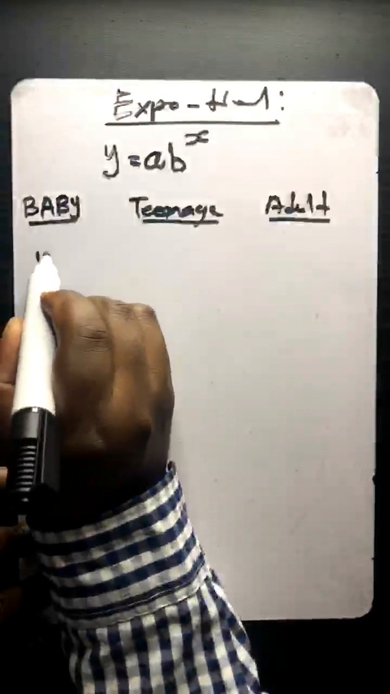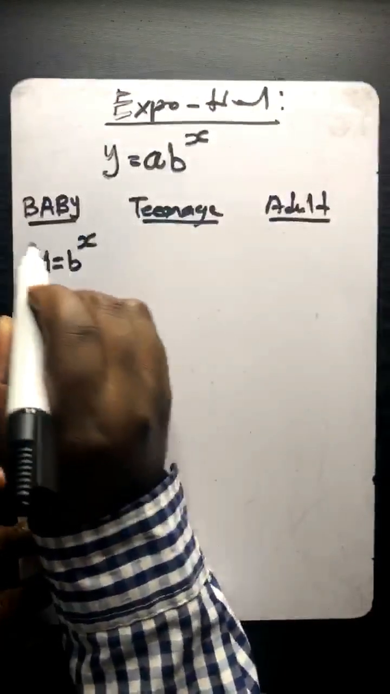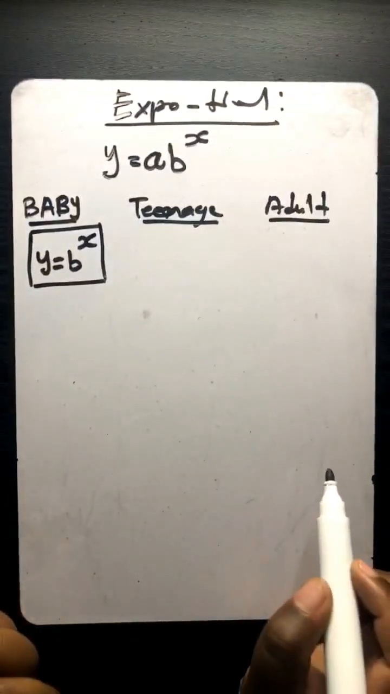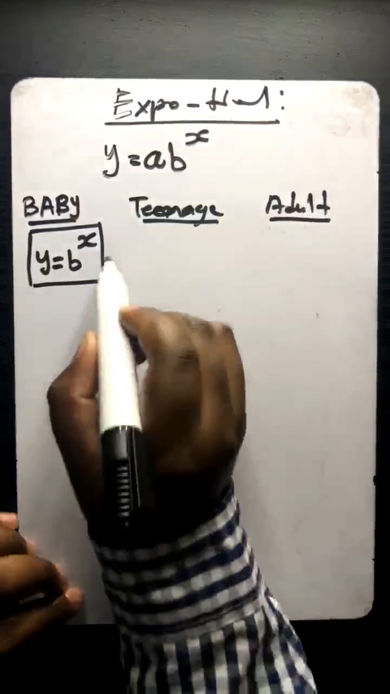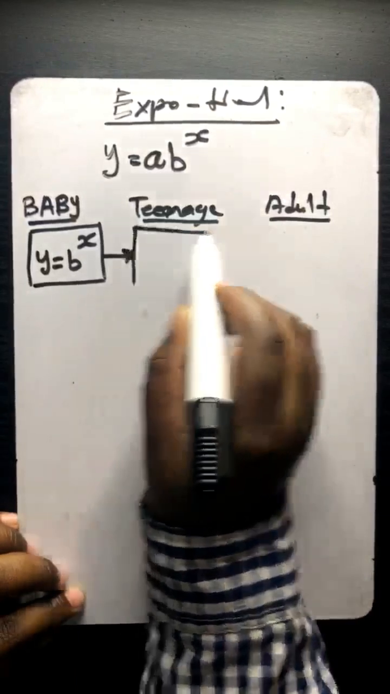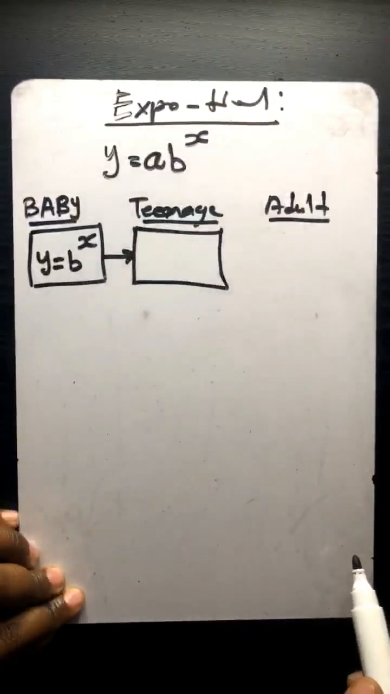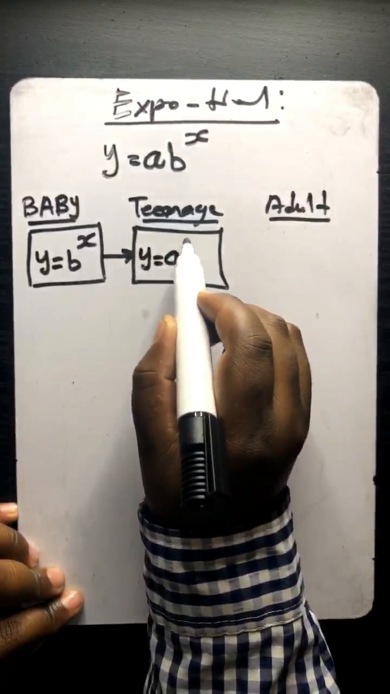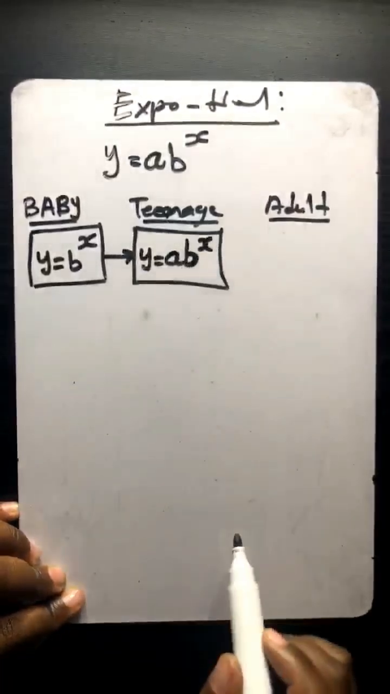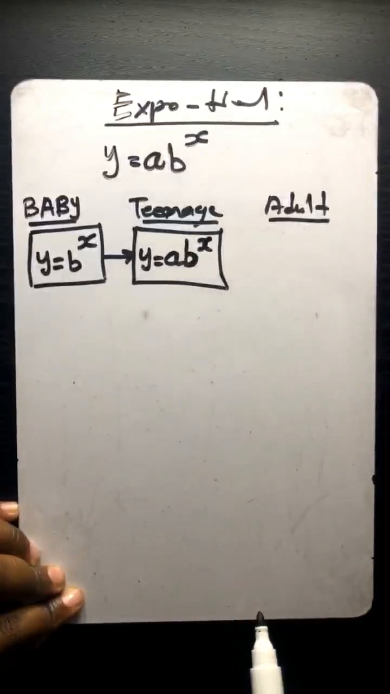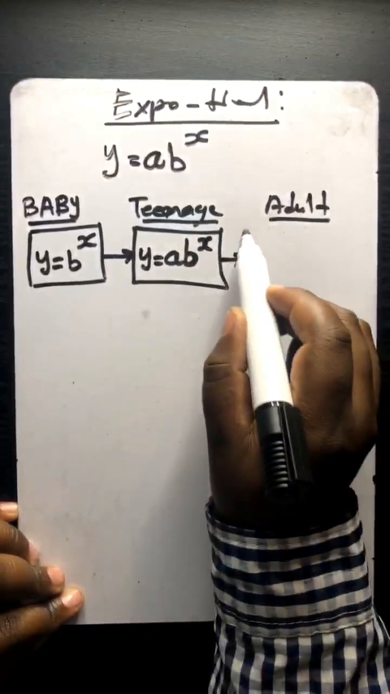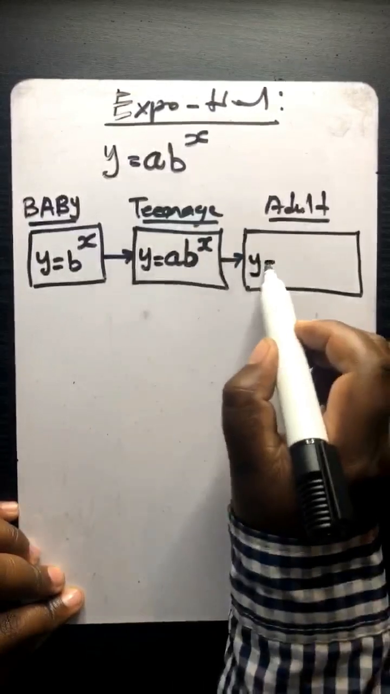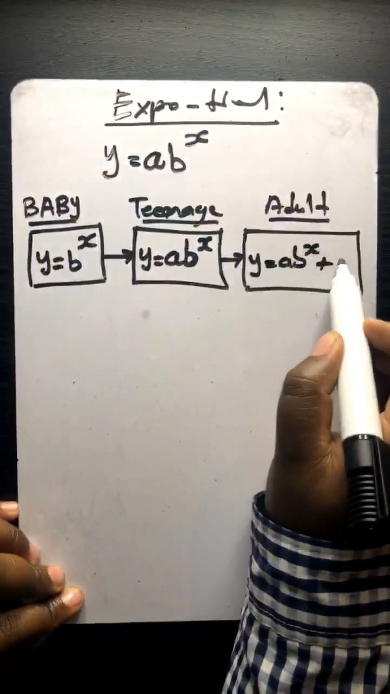This is what you study in grade 10. So at a baby stage, nothing is complicated there. You just have y equals b to the exponent x. When you get to the teenage stage, that's where things get a bit complicated, but not that much, because you are still a baby, the only difference is that you have an a value attached to your babyness. Then from there, you get to the adult stage, which is still your babyness and your teenageness, and if there's such, then we add q.